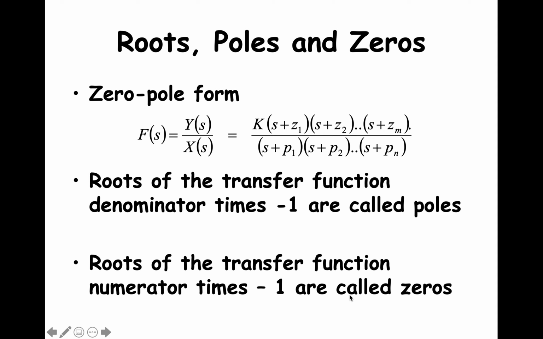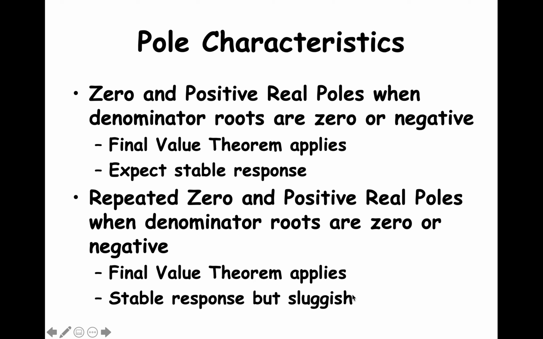Remember that roots of a polynomial function are the values of s when a polynomial equation f(s) equals 0. Once we find the roots, we can write the expression in the zero pole form. Then we define the poles as the roots of the transfer function denominator times minus 1. Also, we define the zeros as the roots of the transfer function numerator times minus 1. It turns out that the values of the poles and zeros tell us a bit about how the transfer function will behave dynamically. At this point in the class, we will give two characteristics and observations about poles.